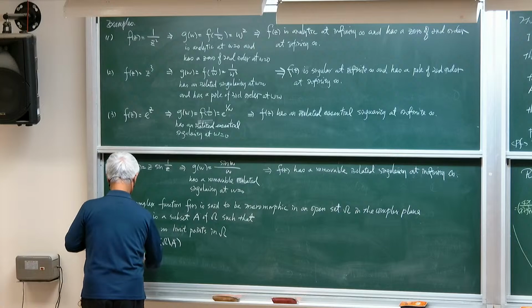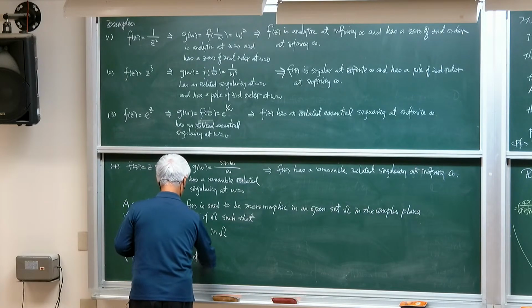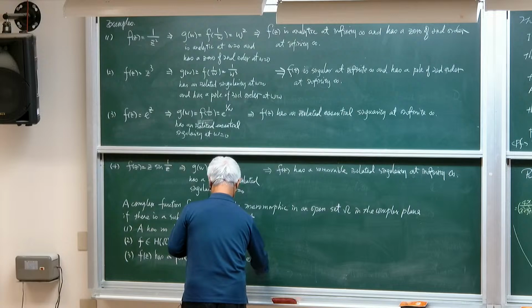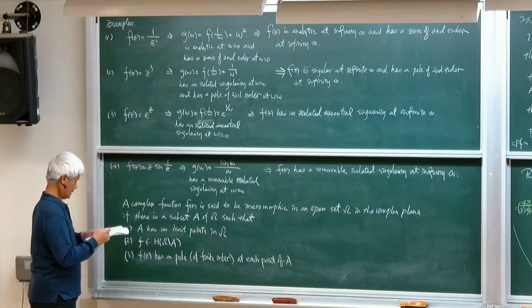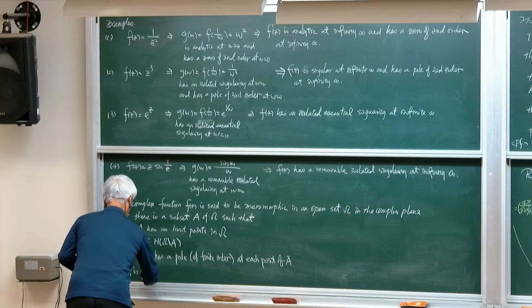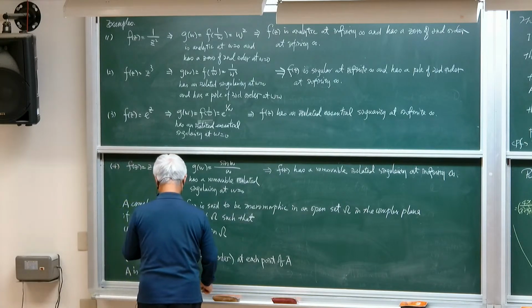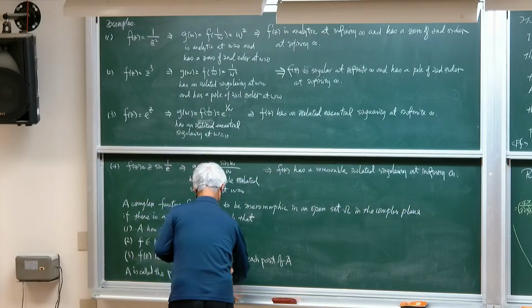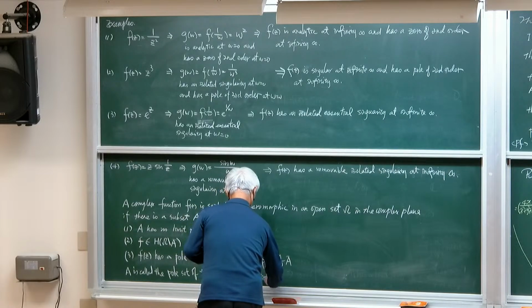Third, F(z) has a pole of finite order at each point of A. Okay, so because of that reason, A is called the poles of the meromorphic function F.